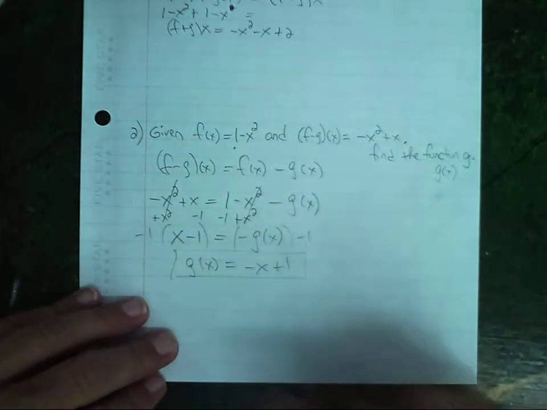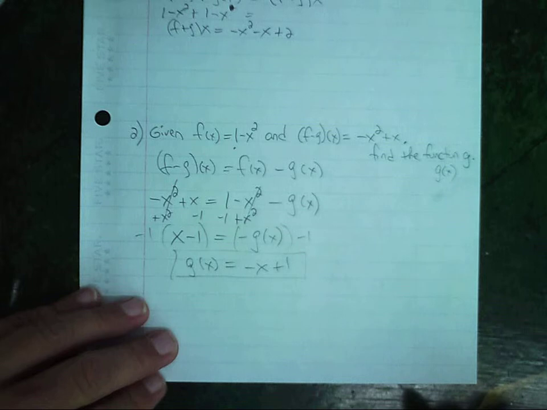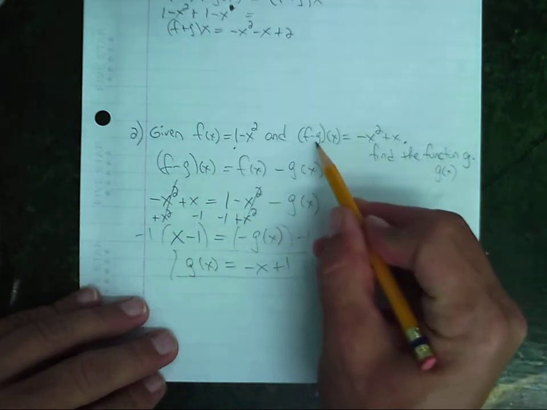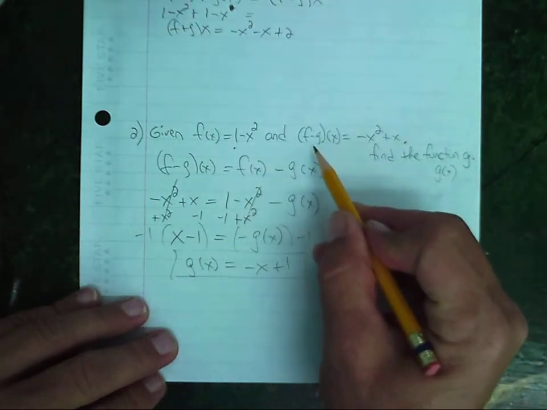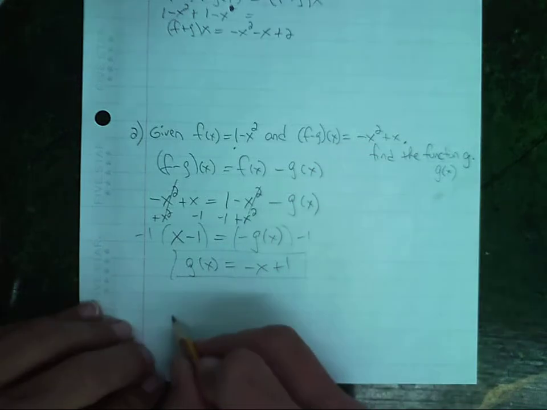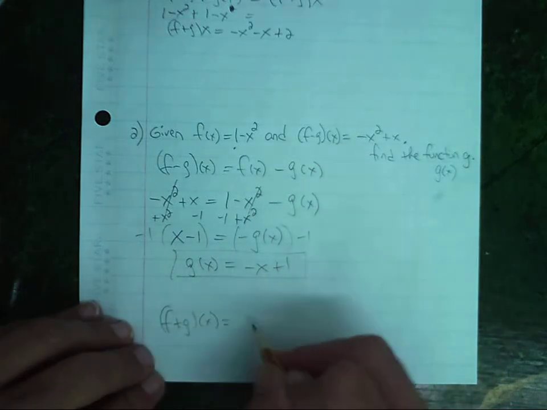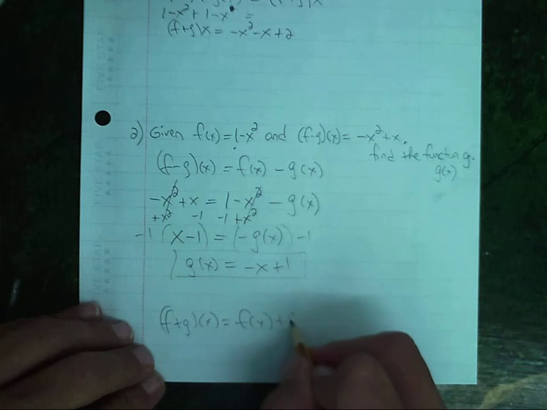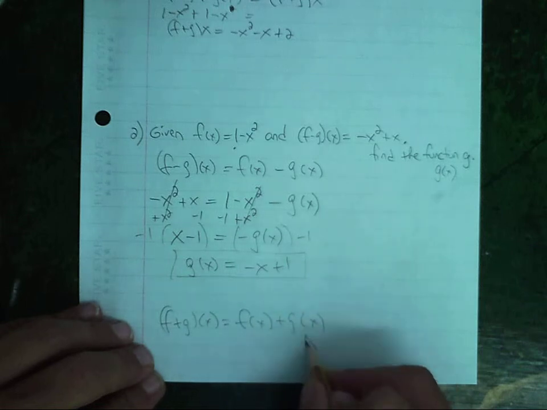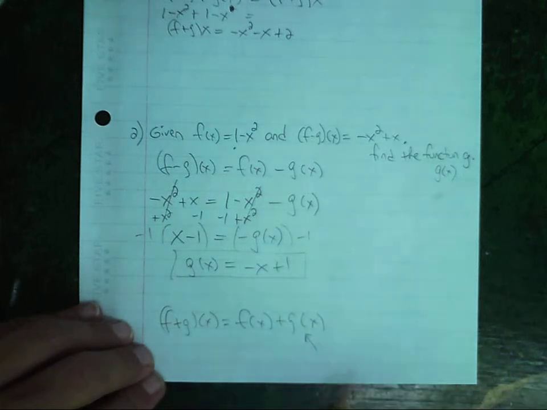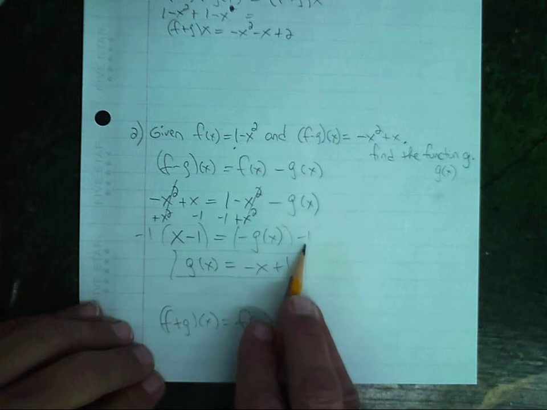A different twist on this question is that instead of giving you f minus g, they give you f plus g. If they give you f plus g of x, that would be f of x plus g of x, and you would still solve for g of x, but we would not have this last step of multiplying by a negative.